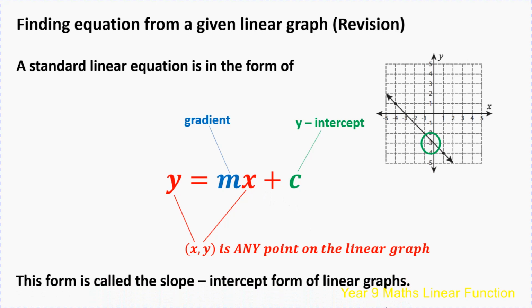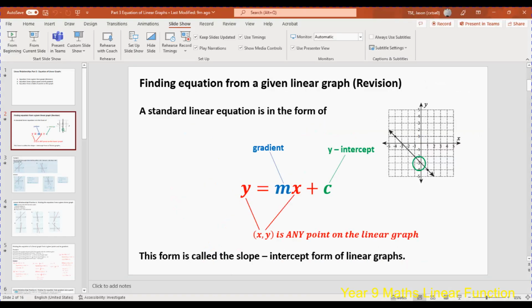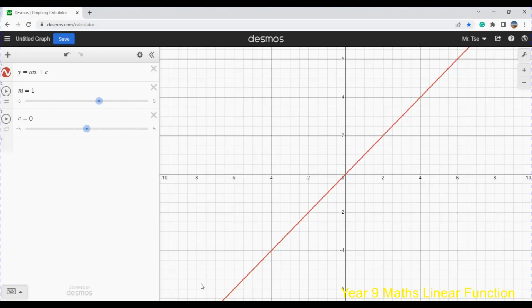In this form, you will see two numbers. One is the gradient, which is indicated in the blue letter m. The other is the y-intercept, which is indicated by the green letter c. I'm going to show you on Desmos how these two numbers can change the shape of the graph, just to give you some visualization of what these two letters can do. So let's go to Desmos. That's the Desmos program.